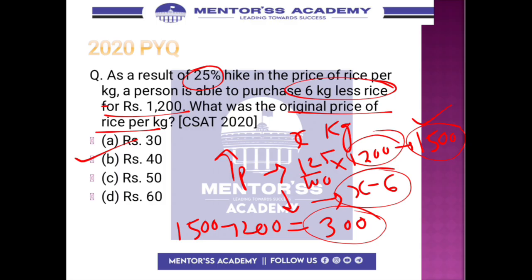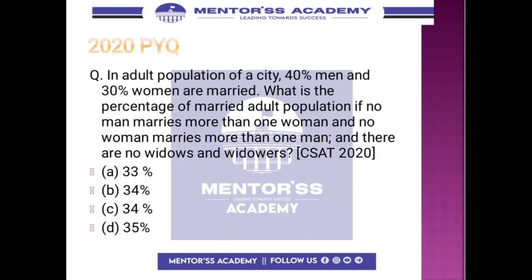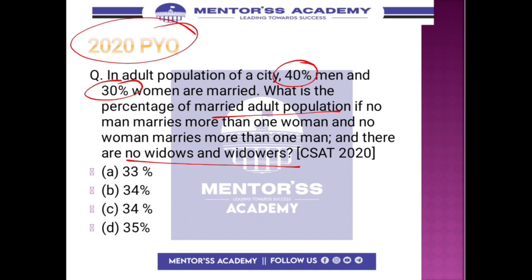So moving on to the next question. In the adult population of a city, 40% of men and 30% of women are married. What is the percentage of married adult population if no man marries more than one woman, no woman marries more than one man, and there are no widows and widowers? It's a 2020 CSAT question. So let's solve it here.